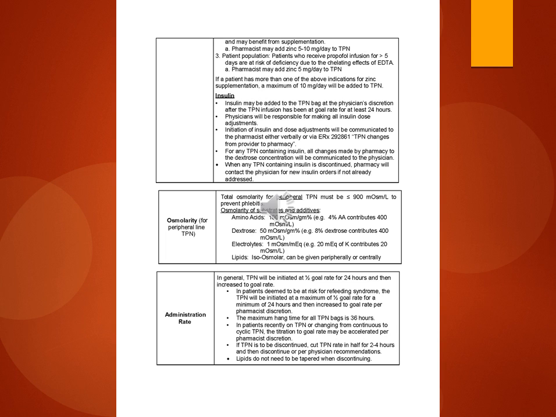Administration rate. In general, TPN will be initiated at 1/2 goal rate for 24 hours and then increased to goal rate. In patients deemed to be at risk for refeeding syndrome, the TPN will be initiated at a maximum of 1/2 goal rate for a minimum of 24 hours and then increased to goal rate per pharmacist discretion. The maximum hang time for all TPN bags is 36 hours. In patients recently on TPN or changing from continuous to cyclic TPN, the titration to goal rate may be accelerated per pharmacist discretion. If TPN is to be discontinued, cut TPN rate in half for 2 to 4 hours and then discontinue, or per physician recommendations. Lipids do not need to be tapered when discontinuing.